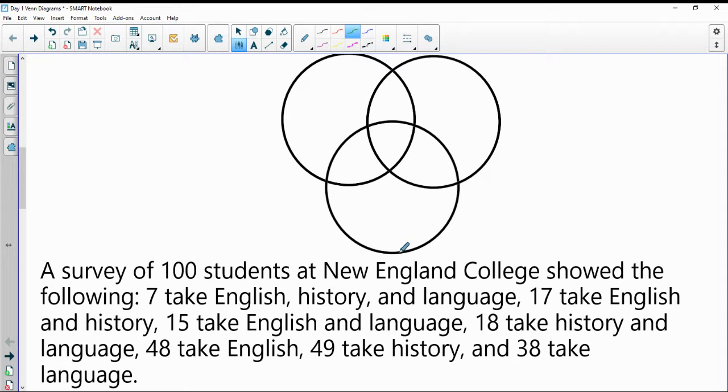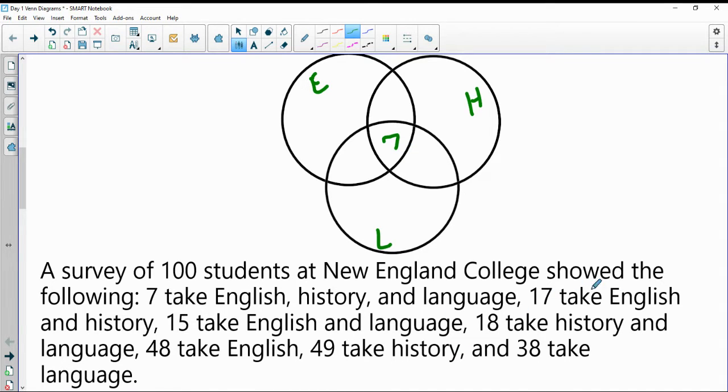I've got 100 students at a college. We're talking about English, history, and language. So let's do English, history, language. Okay, so 7 of them are taking all 3. So this is the part of the circle in here where all 3 circles cross. So 7 take all 3.